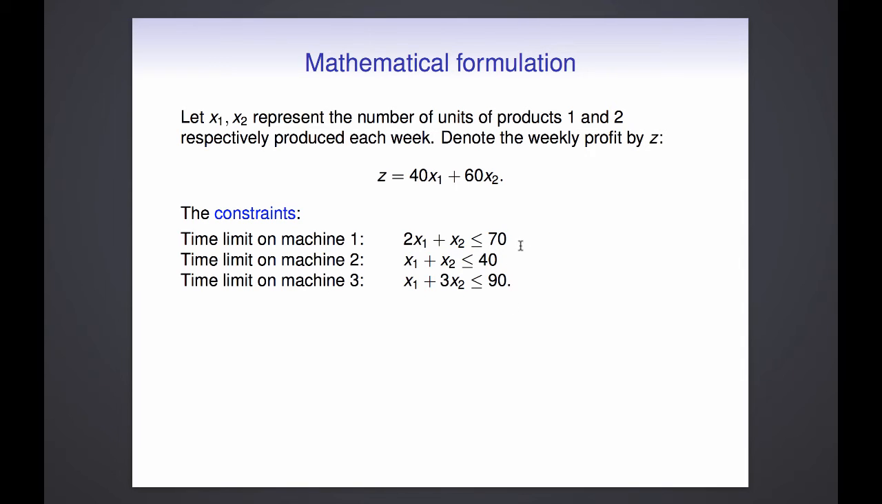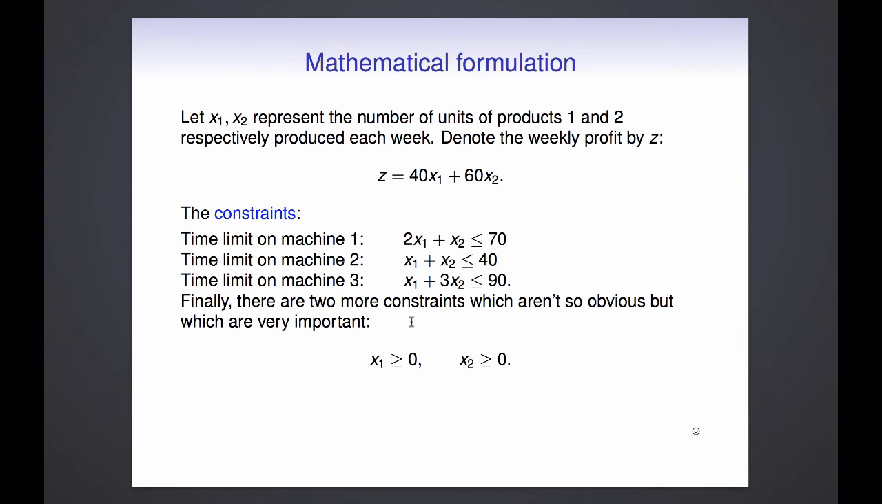So the constraints on the time availability of the machines give us 3 inequalities, and we're trying to maximize this profit function subject to these inequalities. Well, there are more inequalities, but they're just trivial ones: you can't spend a negative amount of time on a machine. So x1 and x2 should both be non-negative. So this is our mathematical formulation: maximize z subject to these inequalities.